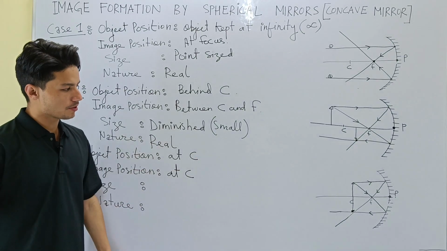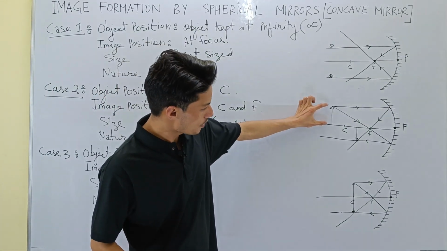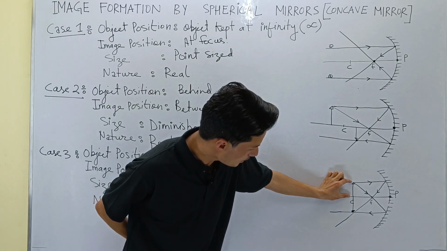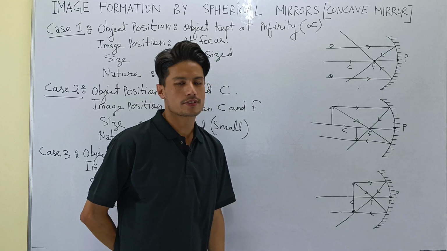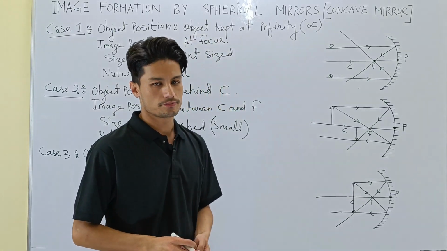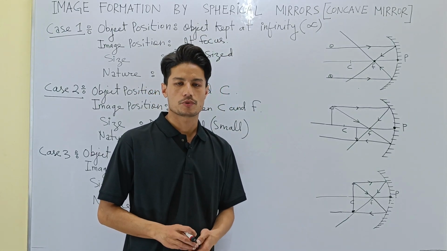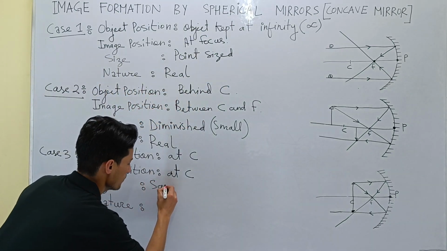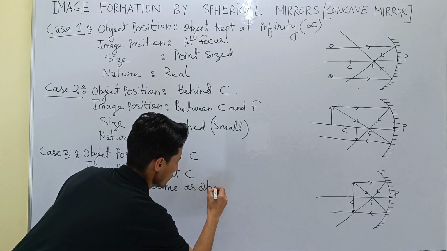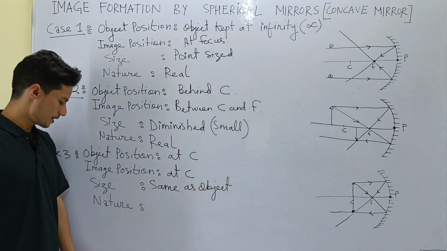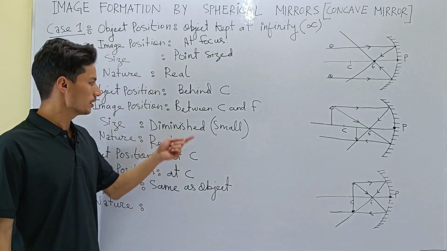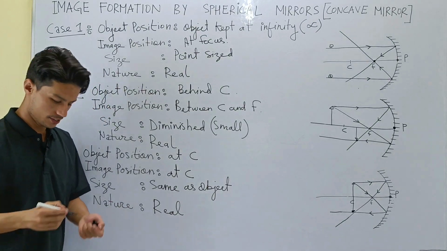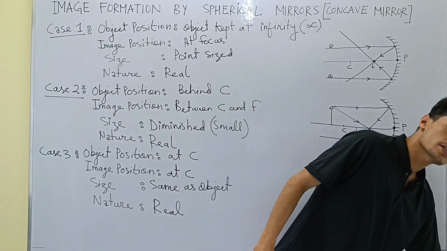Class, tell me, what about size? In case 2, the object was this big, the image was a little smaller. In this case, this is the size of the object, and this is also the size of the image. What do I write here? Big, small, same? Same, isn't it? So same as object. And nature, undoubtedly, nature will be real. So now we are done with the first, second and third.